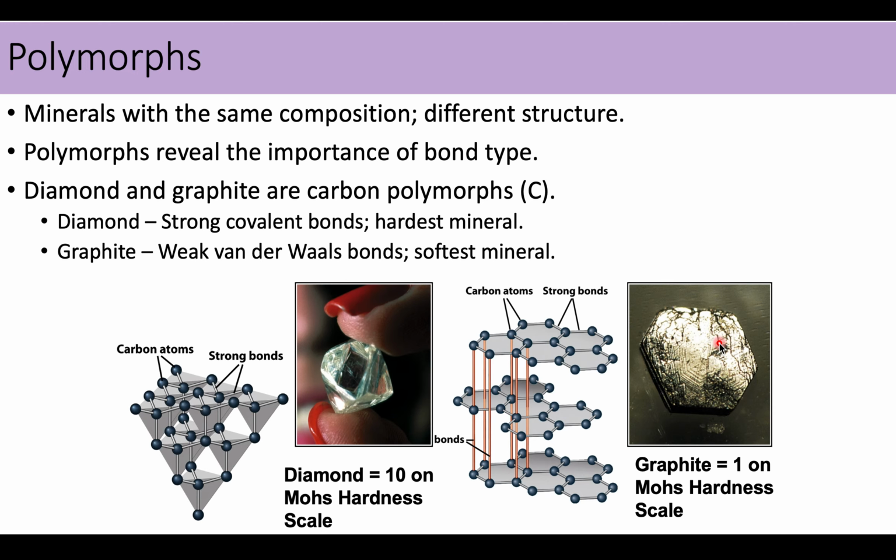However, it's the way their atoms are actually ordered that causes them to be significantly different. So that is what we call polymorphs. They can be a little tricky. If you were looking at just the chemical composition, you would not be able to tell these items apart.